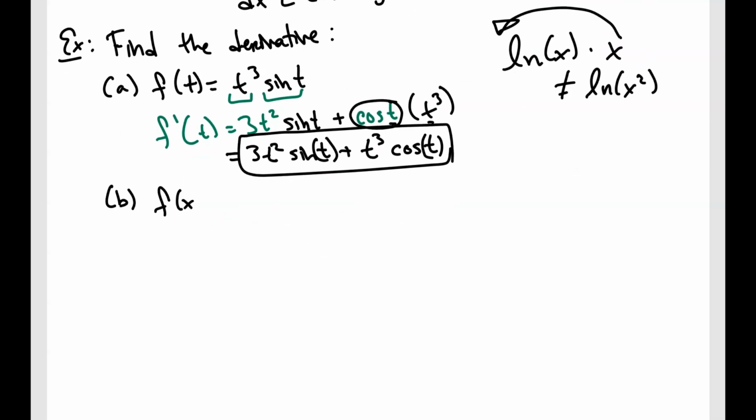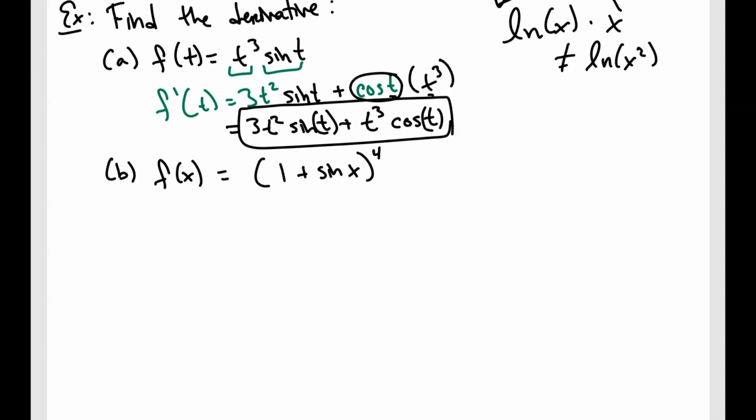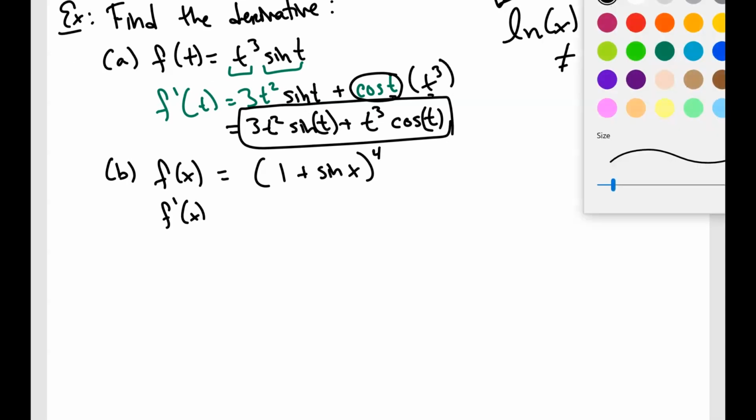Let's say f of x is equal to (1 plus sine of x) to the power of 4. Okay, so let's say we wanted to take the derivative of this guy. The derivative will be f prime of x. Notice that you have a function inside of another function, so we're going to use the chain rule.